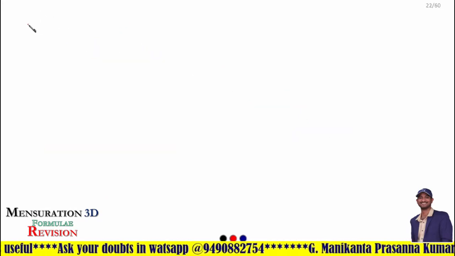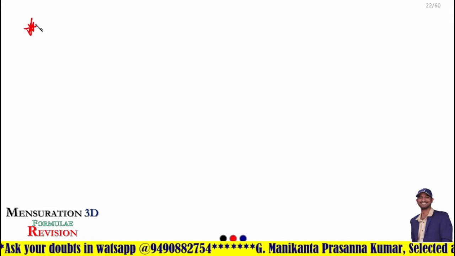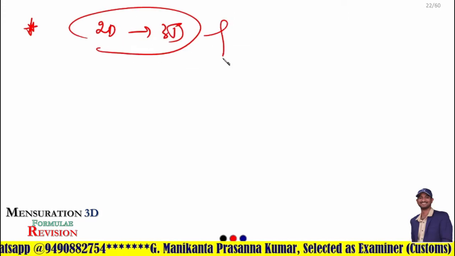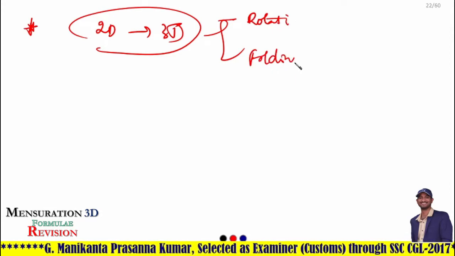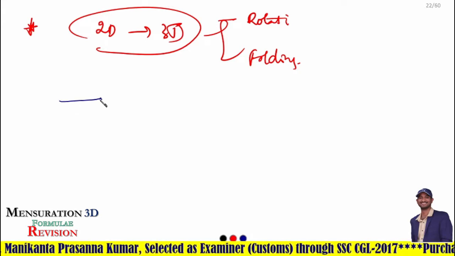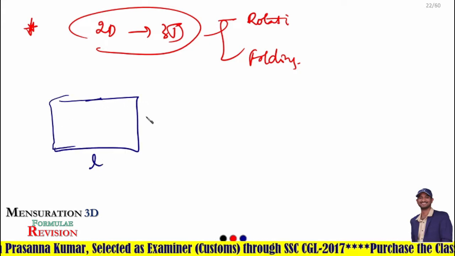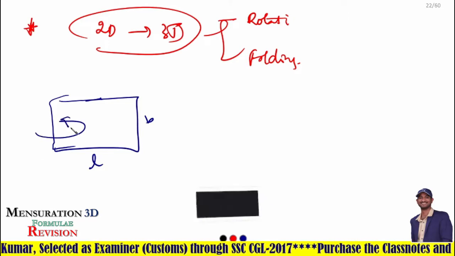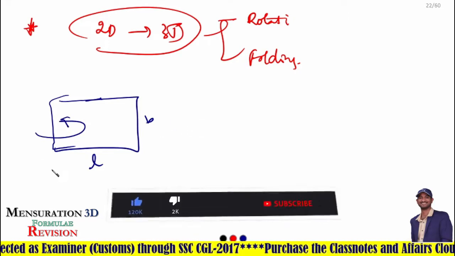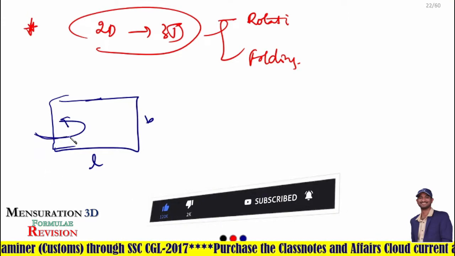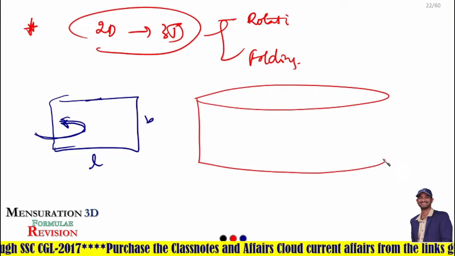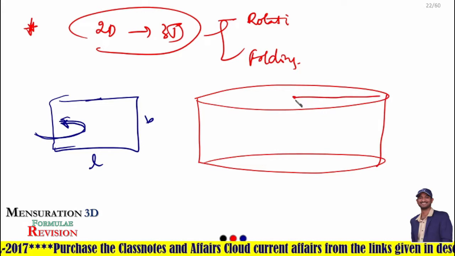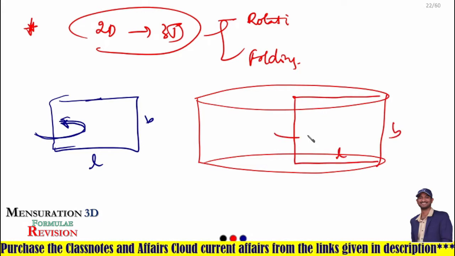Next, in cylinders we have two important things, that is 2D to 3D transformation. In the 2D to 3D we have two models. What are those? Rotation and folding. Okay. When a rectangular sheet of dimensions L and B is rotated along the breadth, what happened? Along the length, what happened? So if it is rotated along the breadth, then I'll get a cylinder. It is L and it is B, and along this it is rotated.